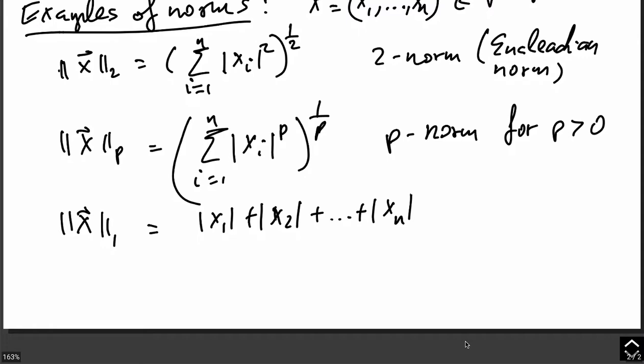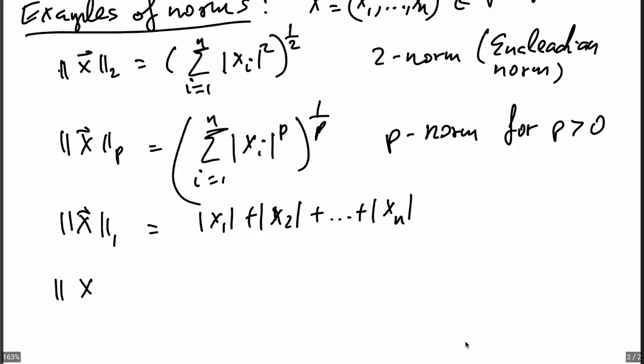What's interesting is that if p goes to infinity, we get the so-called infinity norm. x_i raised to the infinity and 1 over infinity doesn't make sense as a number, but as a procedure we end up with the maximum of x1, x2 and all these components with absolute value.